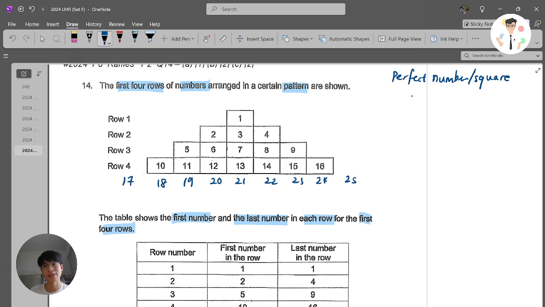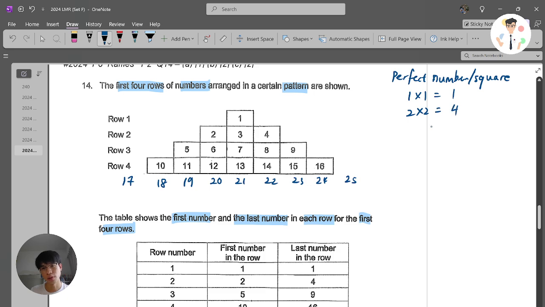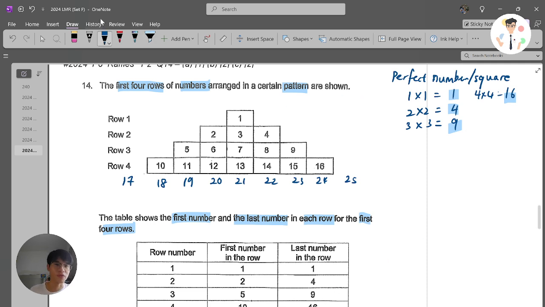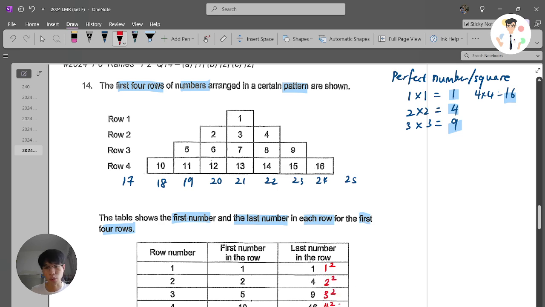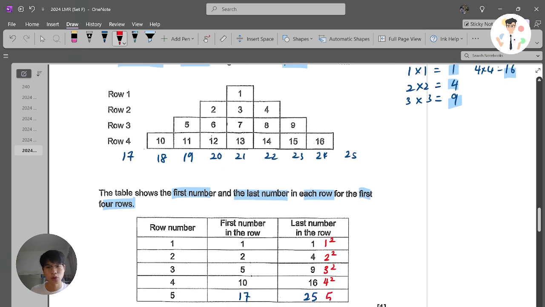Its idea is like this: 1 times 1 equals 1. 2 times 2 equals 4. 3 times 3 equals 9. 4 times 4 equals 16. So all these numbers, 1, 4, 9, 16, are perfect square numbers. Do you see it here? Obviously, yes. So this is 1 square, 2 square, 3 square, 4 square, and I know this is 5 square. If I want to look for the last number, it's very easy. I just need to do the square: 1 square is 1, 2 square is 4.